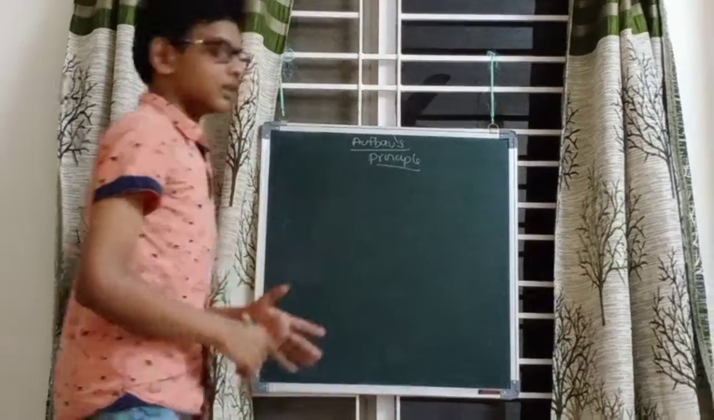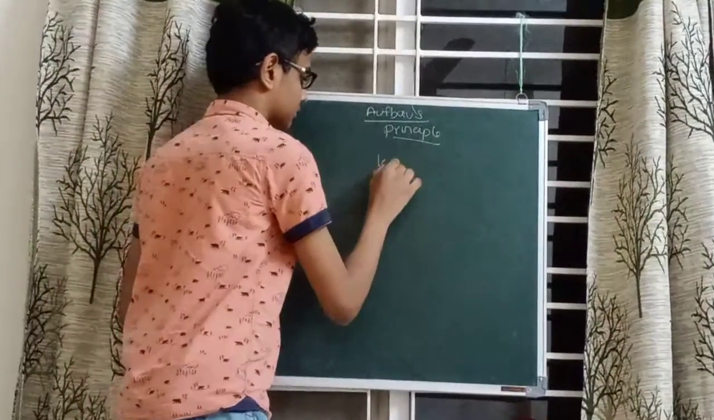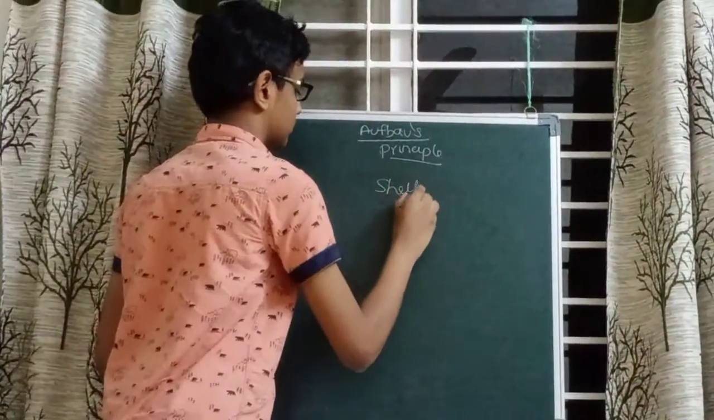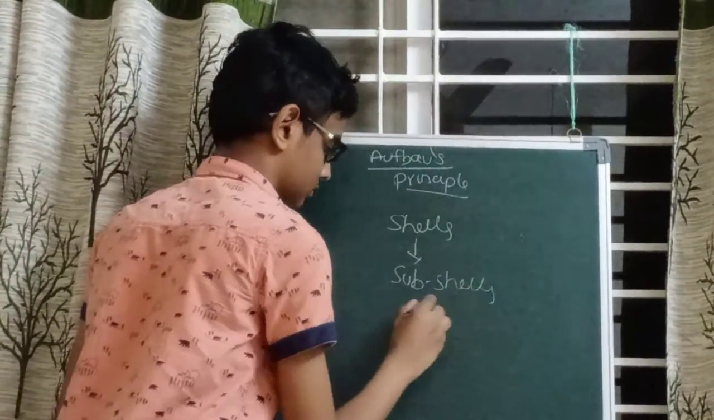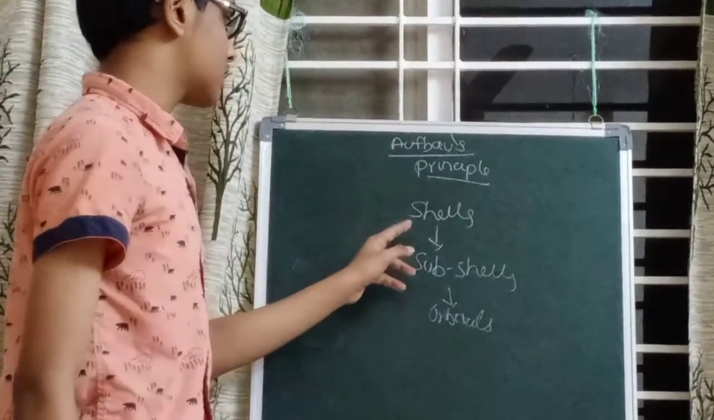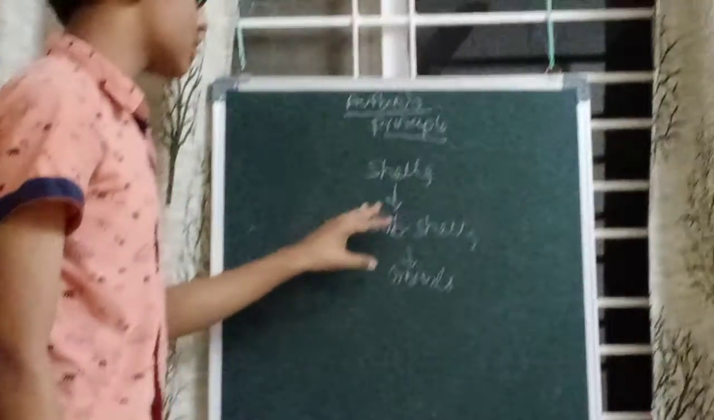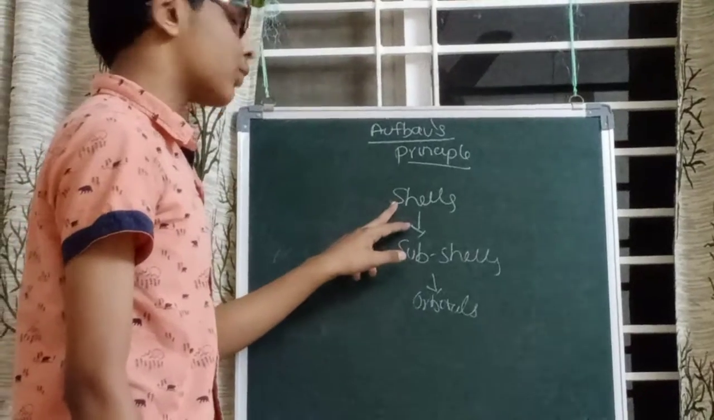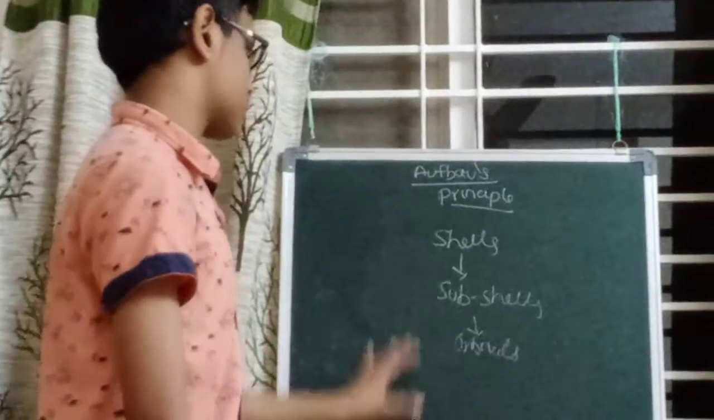Today in this video we are going to discuss the Aufbau principle. But before discussing this, let's recall what we have learned in our previous videos. We have followed a flow chart: shells, subshells, orbitals. Shells are the part where the electrons revolve, subshells are useful to locate these electrons, and orbitals are used to give the orientation of the electrons.